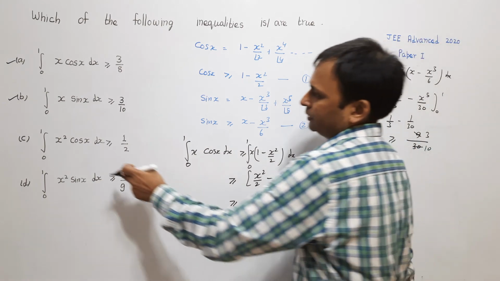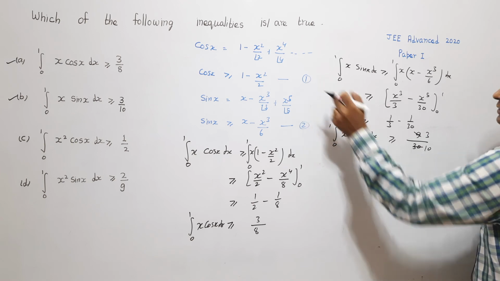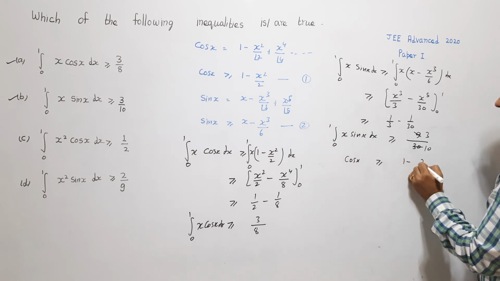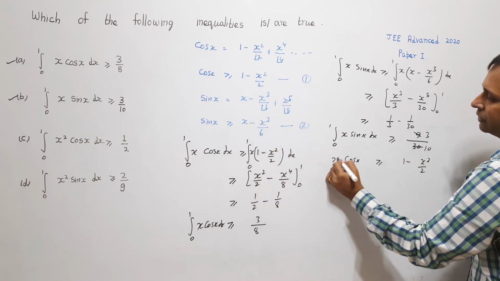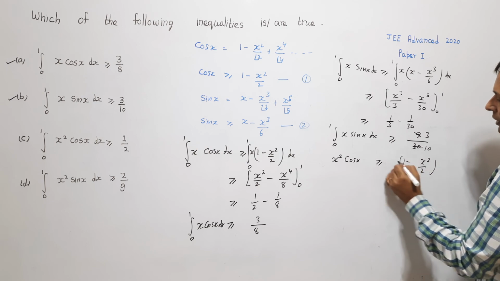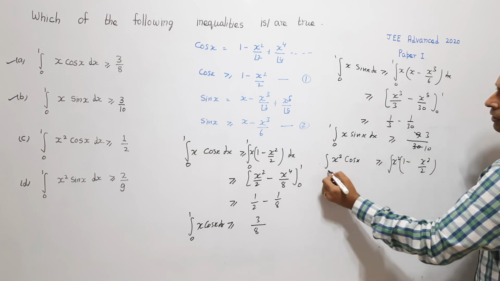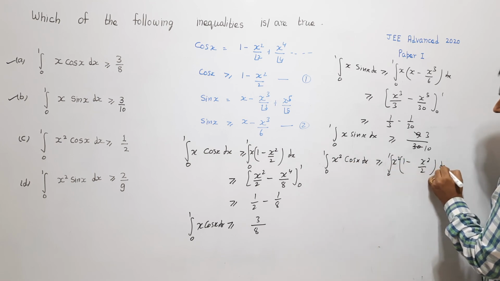Coming to the third option, which contains cos of x. Again, if I take cos of x, the first result is that cos of x is always greater than or equal to 1 minus x square by 2. There it is mentioned x square cos x, so I will write this into x square, which will also be correct. And if I integrate from 0 to 1, this will also be true.